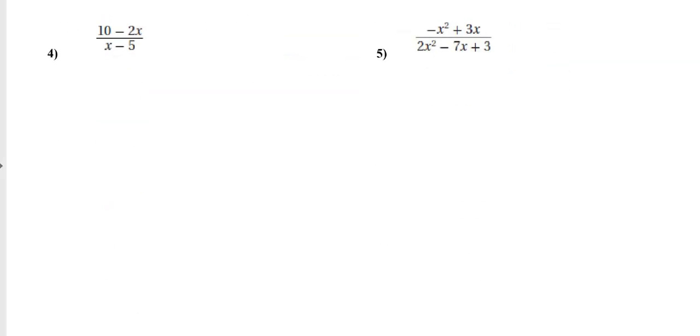Moving on down to number 4 and number 5. These two are a little bit different. You might want to put a little star beside here because sometimes it's helpful to factor out a negative because I want my x squared positive.